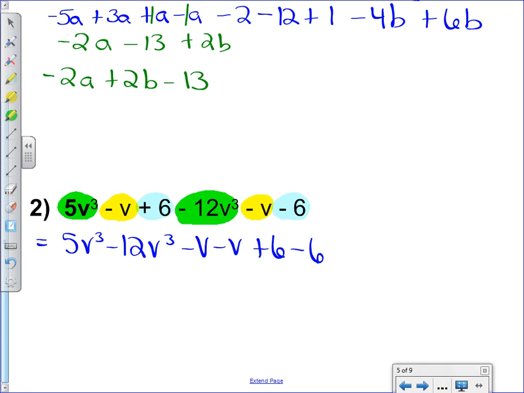Good, so what will I do here? What do you get? Good, so I write -7. -7 what? Perfect. Okay, Vanessa, what will I write after -7v cubed?